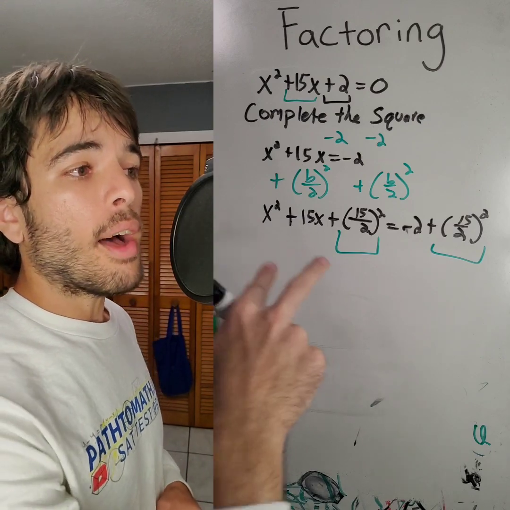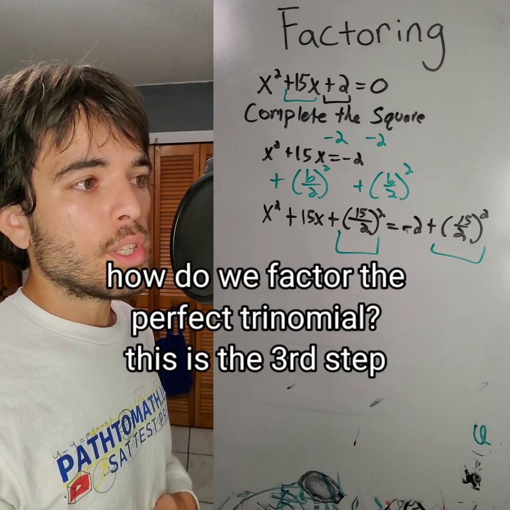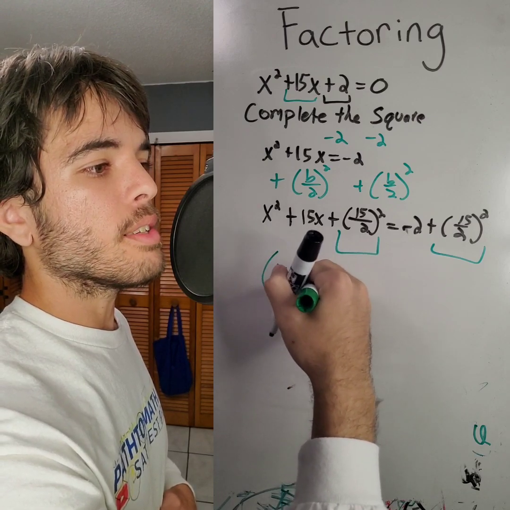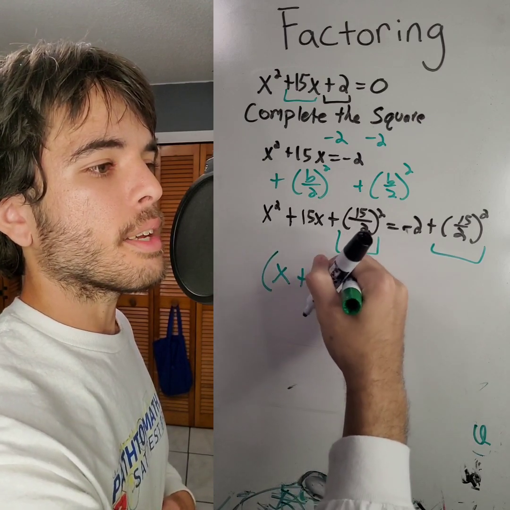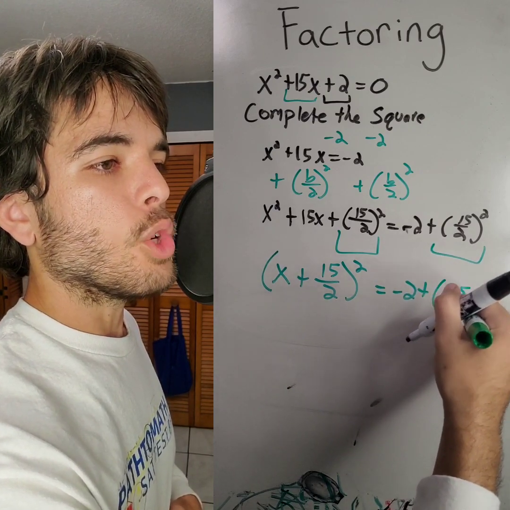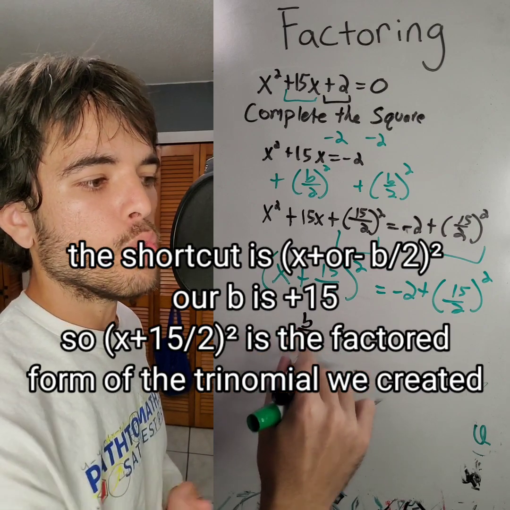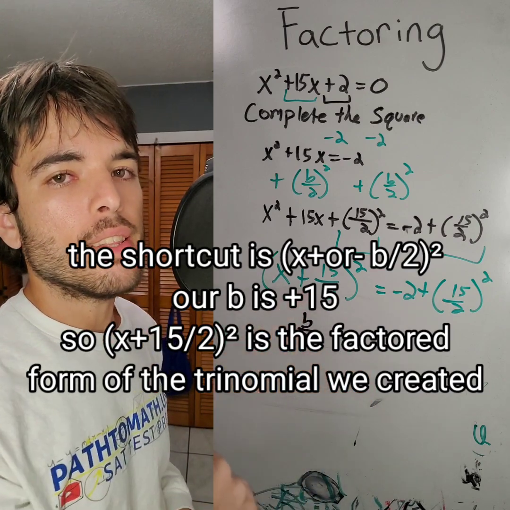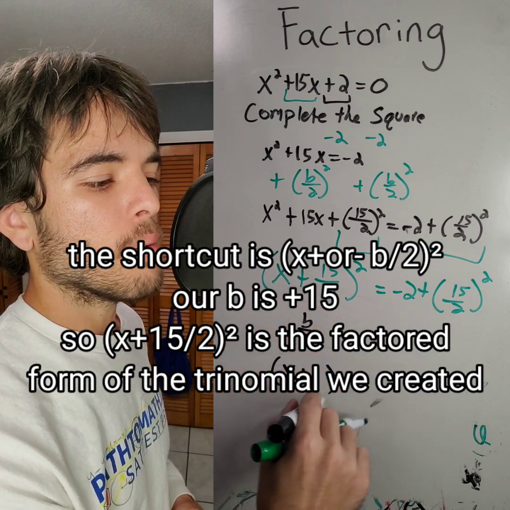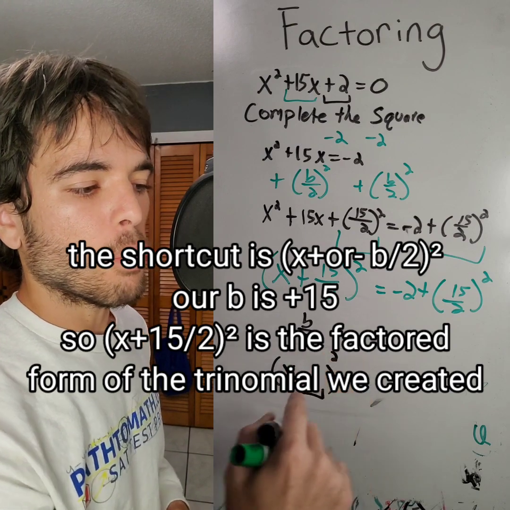All right, we now have on the left-hand side a perfect trinomial. What we can do is quickly turn it into (x plus 15 over 2) to the second power. The shortcut is you basically take b over 2 and insert it into this group. The format is always going to be x plus or minus blank, to the second power.